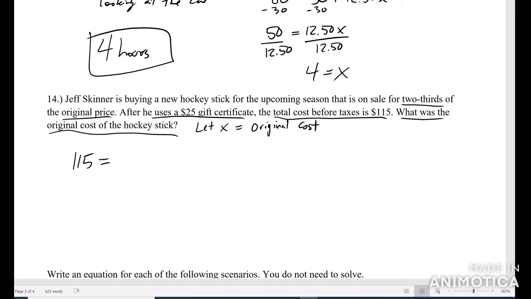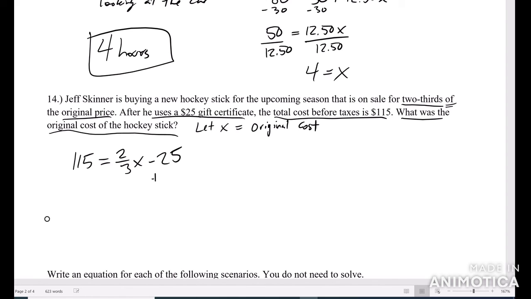So if it's 2/3 of the original price, when you see the word of, that's really telling you multiplication. So it's 2/3 times our original price, which we have called x. So I can say 2/3 x. And then he also uses a $25 gift certificate. So using a $25 gift certificate is going to reduce the cost by $25. So we subtract 25. Okay, now we're just solving for x.